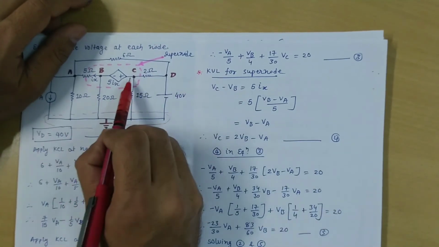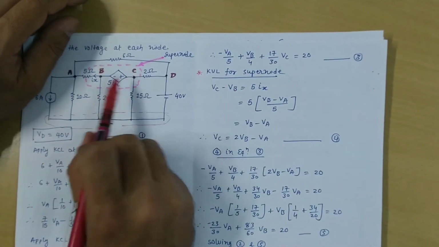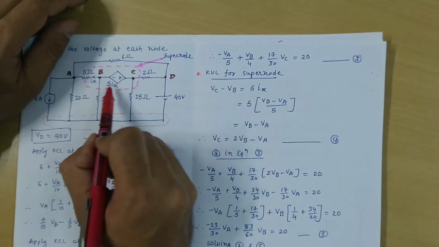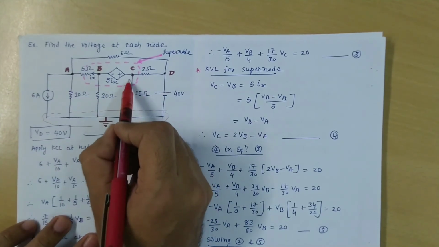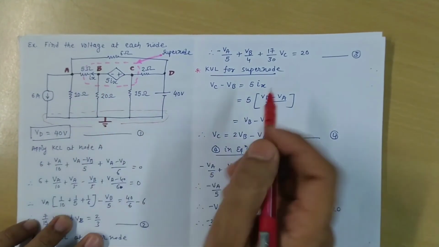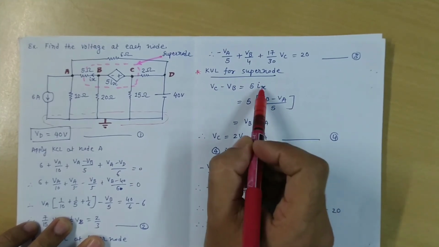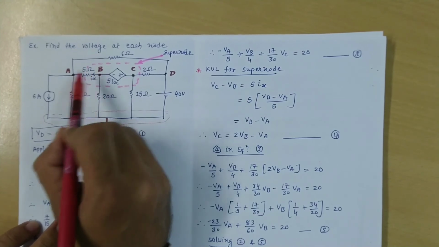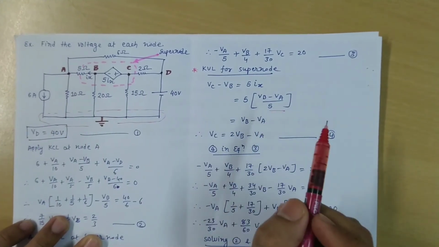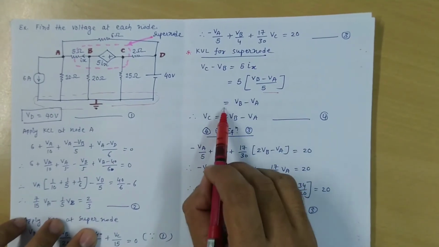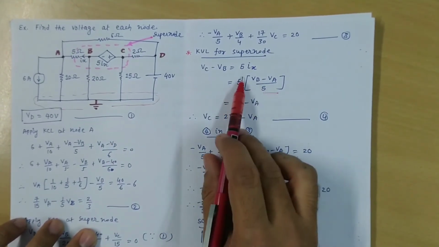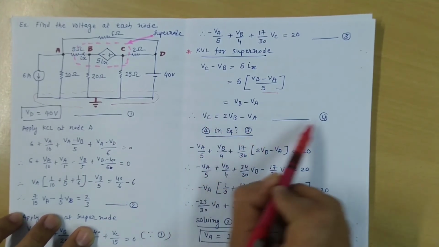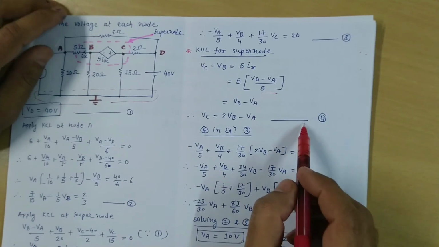So we will write equation like this: VC minus VB is equal to 5Ix. This is the voltage, this is positive, this is negative. So this terminal is positive compared to this terminal. The value of Ix is the current flowing in branch AB. So the current in branch AB would be VB minus VA divided by 5. So we will write that value. So we get the equation VB minus VA. 5 cancel out. The final equation is VC is equal to 2VB minus VA. That would be equation number 4.